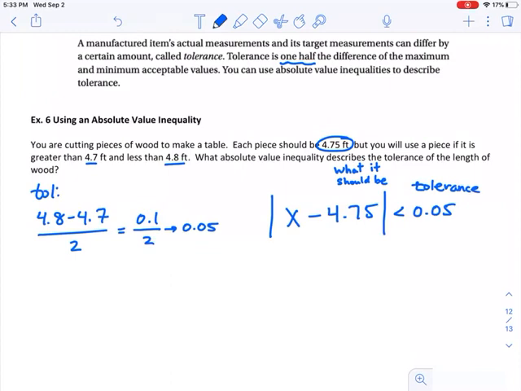Right? And that's all you had to do was write an absolute value inequality. It's just going to be x minus what it should be in absolute value bars is going to be less than, what could the tolerance be? Subtract the two numbers, divide it by 2. That's the end of chapter 1.